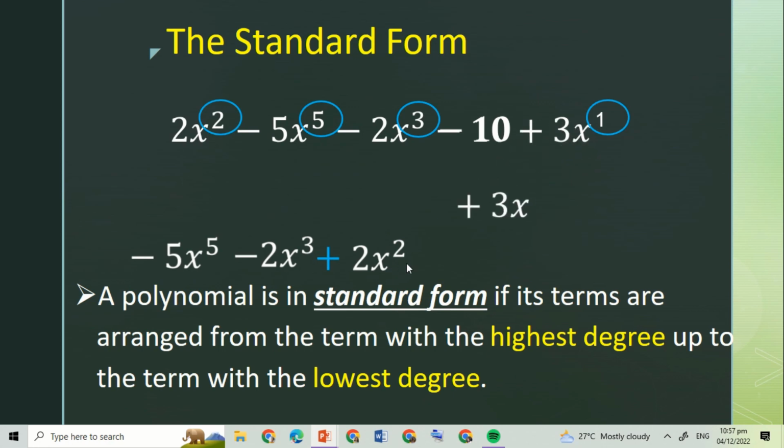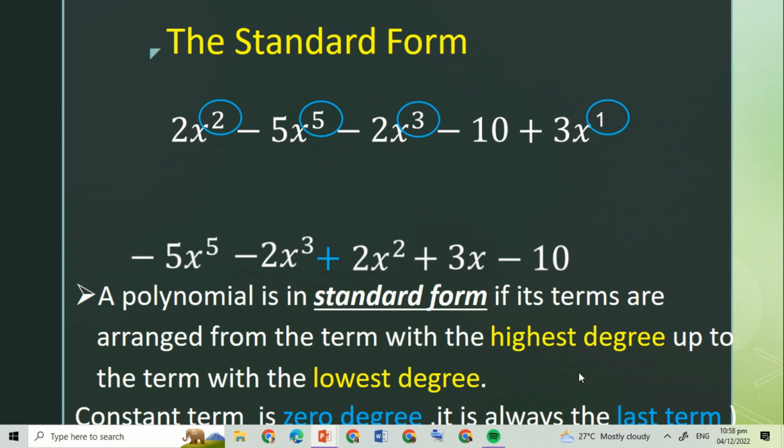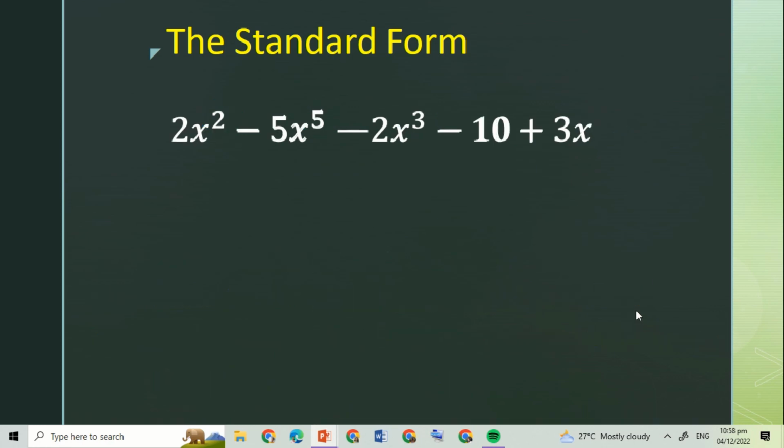Next is 3x or the first degree. Remember, if it has no exponent, it is understood to be 1. And then the last term is the negative 10, which is a constant term. A constant term is 0 degree, thus it is always the last term of the polynomial when written in standard form.